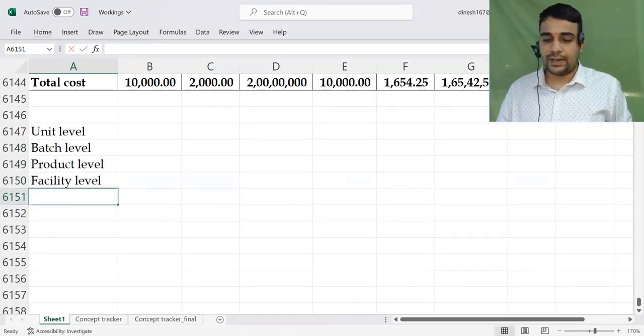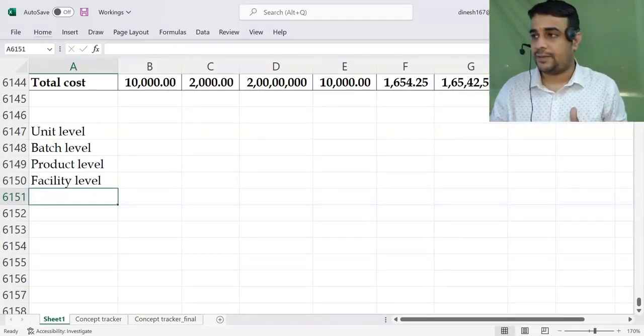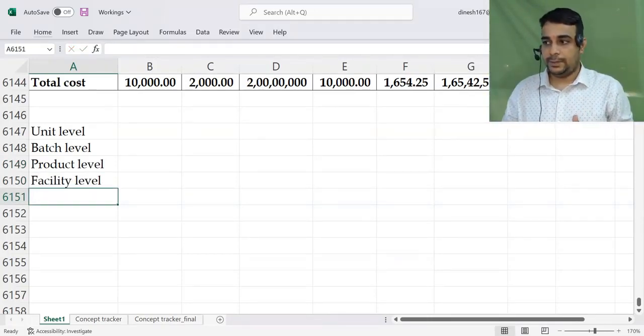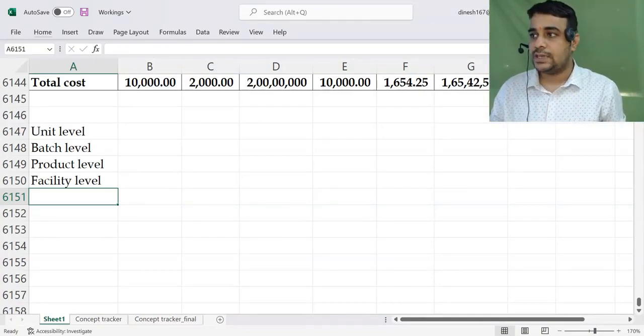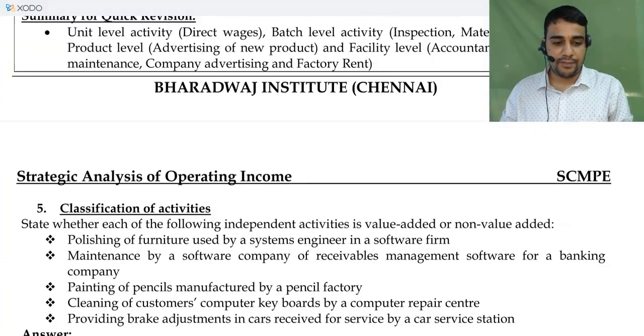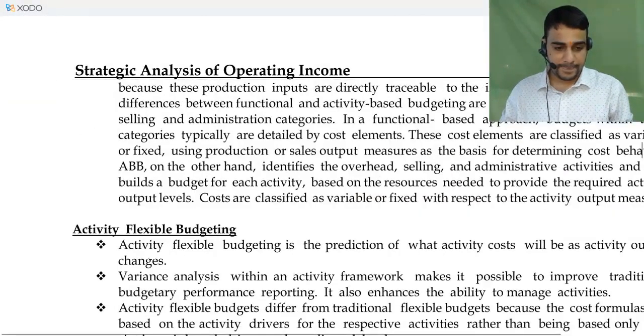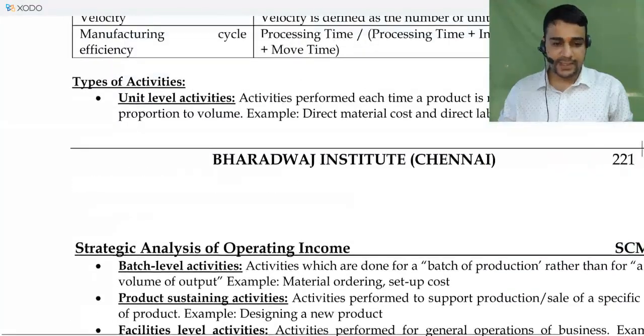You can write types of activity. I'm not sure which chapter I've covered this. So, may not be there. There is a problem on this. But the theory part, I'm not sure whether I've covered it in this chapter or not. Okay, it is there. Okay, no need to write then.